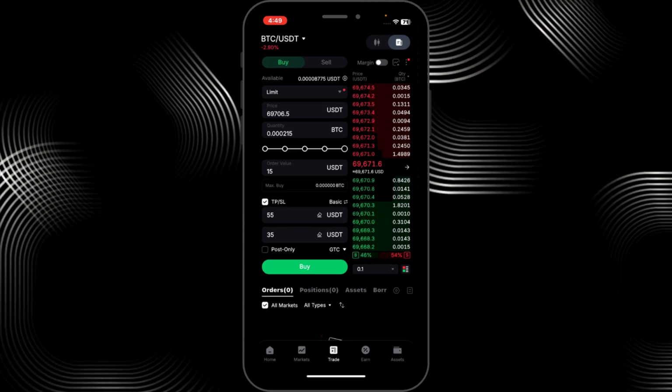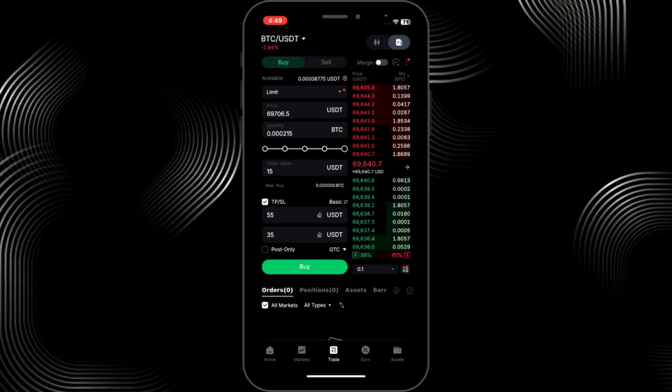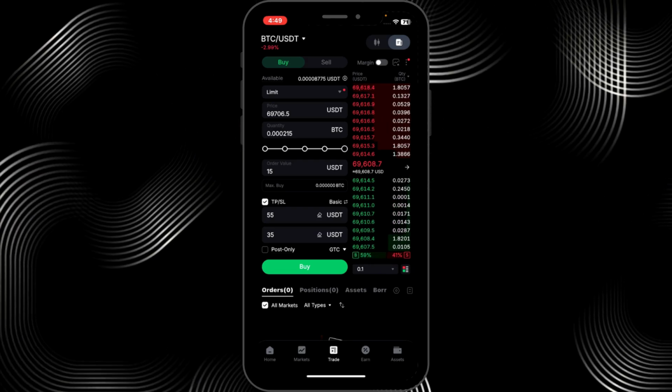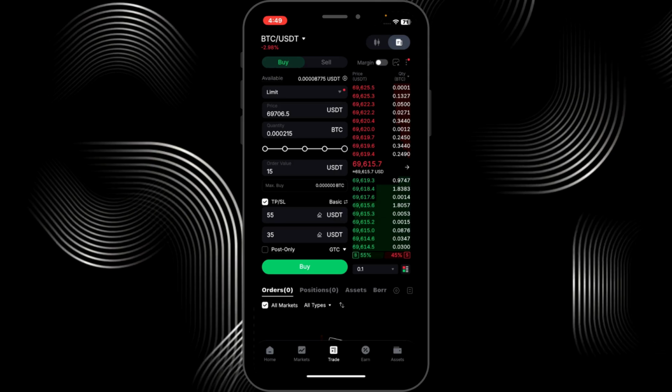So once you hit the TP and SL, you're gonna just hit Buy, depending, of course, on your order, and basically now you've opened a long position on ByBit.